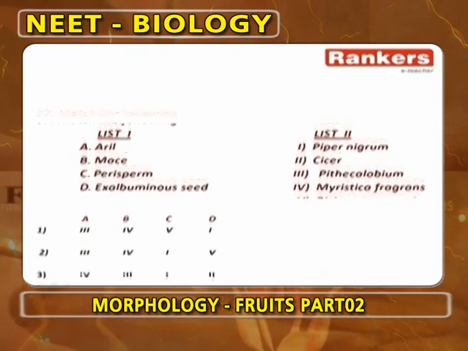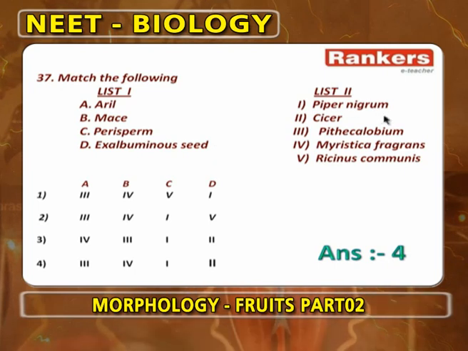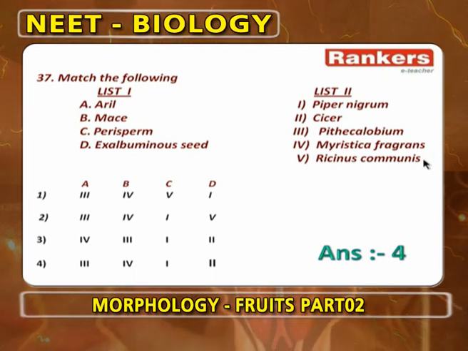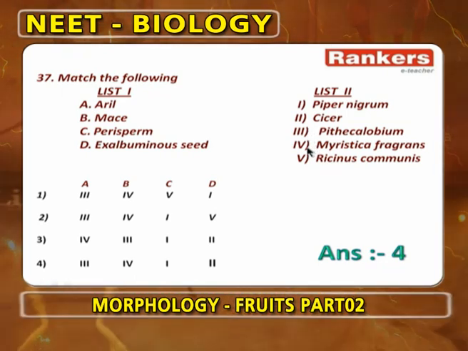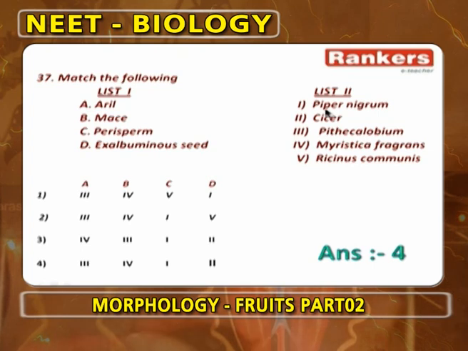Next, again a matching. Aril, mace, perisperm, exalbuminous seed means without any endosperm. Piper nigrum, Cassia, Pithecellobium, Myristica fragrans, Ricinus communis. Aril is Pithecellobium dulce, so A is 3. Mace is Myristica fragrans, B is 4. Perisperm is Piper nigrum, C will be 1. Perisperm is remnant of nucellus, Piper nigrum 1.